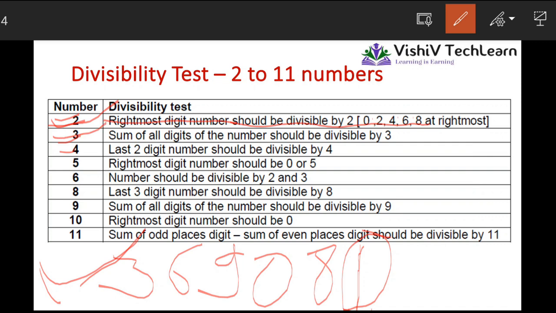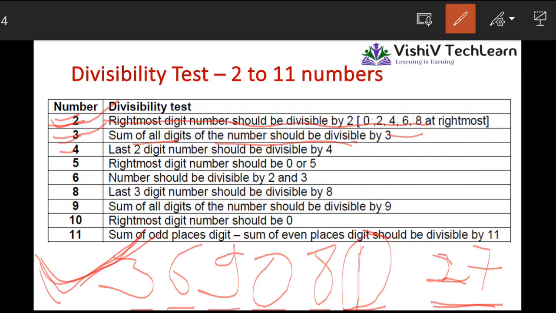To check for 3, what we can do is sum all the digits present here. So we have 3 plus 6 is 9, 9 plus 9 is 18, 18 plus 0 is 18, 18 plus 8 is 26, 26 plus 1 is 27. Since the addition of all digits is 27, we can say that 27 is divisible by 3, and hence we can conclude that this entire number is also divisible by 3.